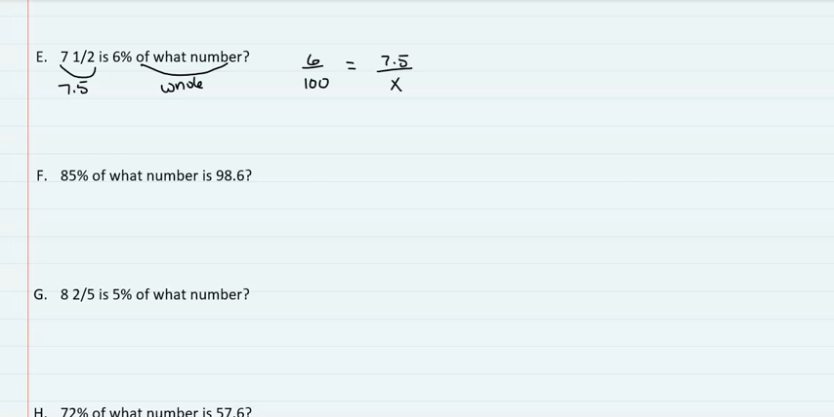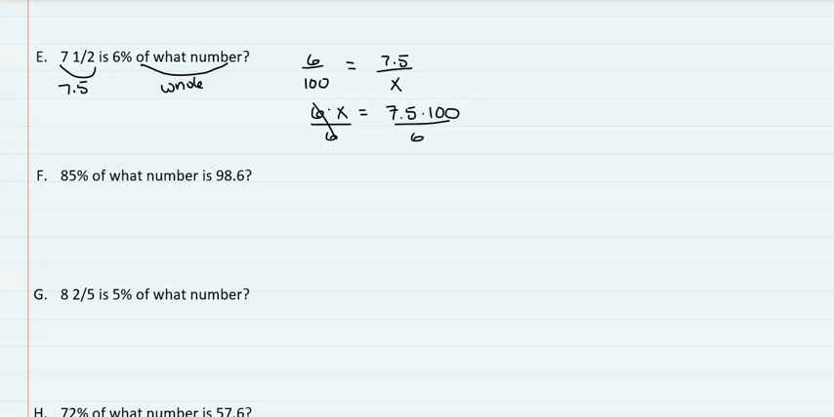So first we're going to multiply both sides by x and both sides by 100. That's what cross multiplication is. And we end up with 6 times x equals 7.5 times 100. Then we're going to divide both sides by 6.